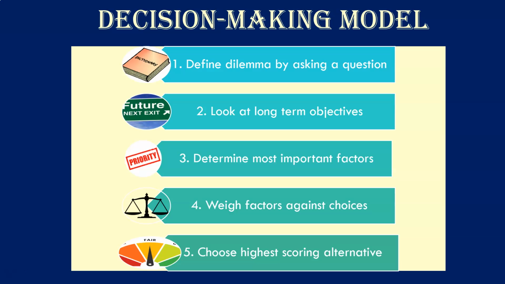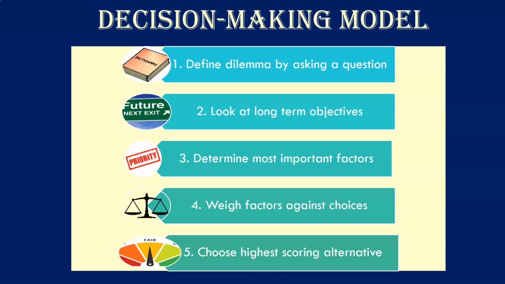What is the problem or the issue that you have to decide on? Why is it good? Why is it bad? Look at the long-term objectives. What is it for the future? Three, determine the most important factors. What are the priorities here? Four, weigh the factors against the choices. And five, choose the highest scoring alternative.